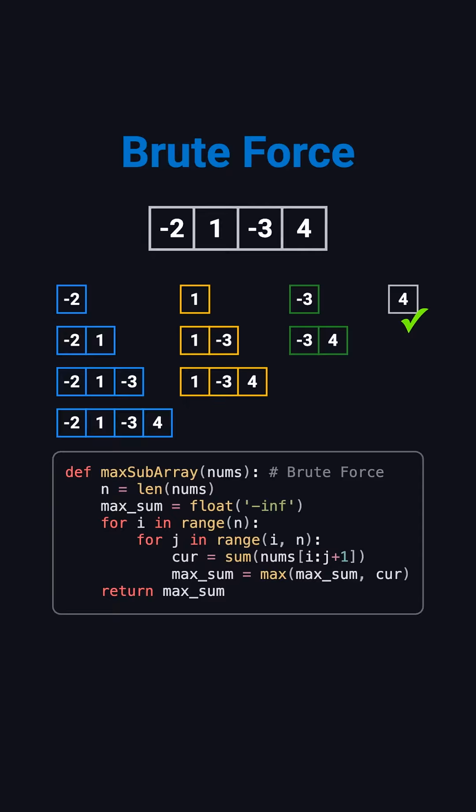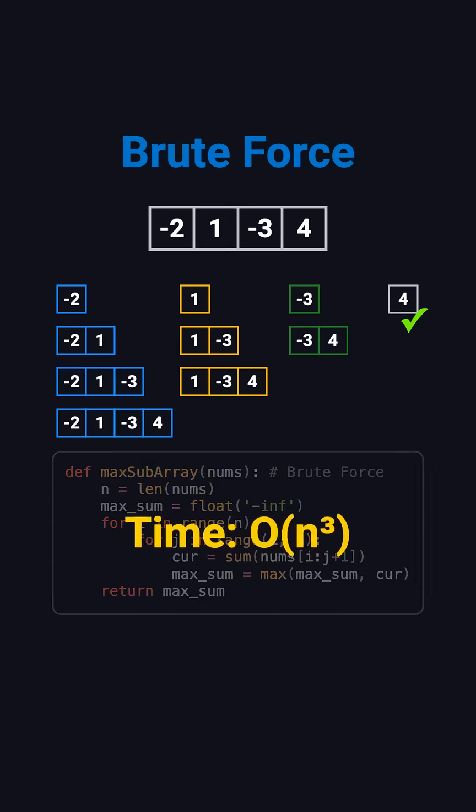There are O(n) squared subarrays, and computing each sum directly costs another O(n), so the total time becomes O(n) cubed. Even if you use prefix sums to speed up the range sums, it's still O(n) squared, which is far too slow for large arrays. So what's the better way?